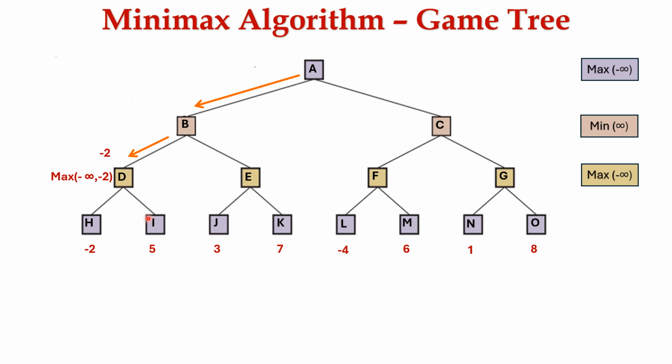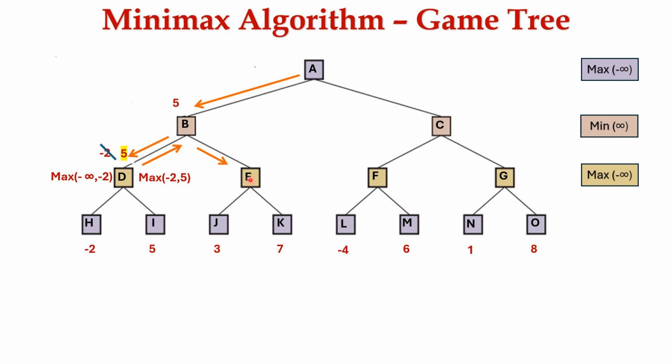Next, it compares the node I value, that is 5, with the current D value, that is -2. Since 5 is larger here, node D value is updated as 5 as its final value. This value is then propagated to the parent node B for further evaluation in min-max process. From node B, we move to node E.